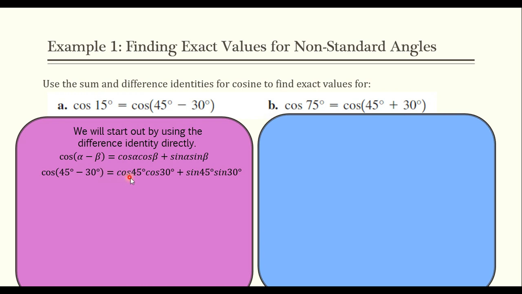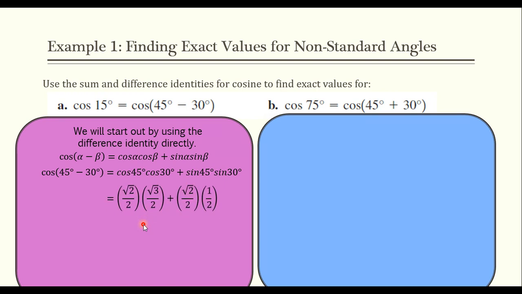So I end up with cosine of alpha, or cosine of 45 degrees, times cosine of beta, or cosine of 30, plus sine of alpha, or sine of 45 degrees, times sine of beta, or sine of 30 degrees. Now, this is where real good stuff starts to come into play, because we know the cosine and sine of 45 degrees and 30 degrees. Those are our special trig values that we know from our unit circle, right?